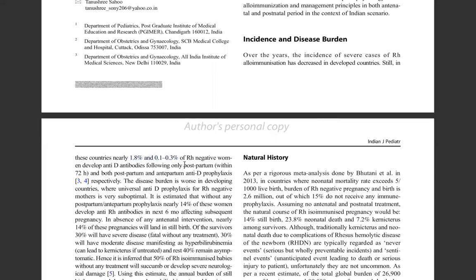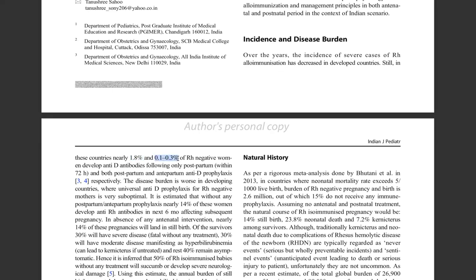What is best required for this is both antepartum and postpartum prophylaxis. This percentage you should remember. If only postpartum prophylaxis is given, meaning you give anti-D only postnatally and not at 32 weeks, 1.8% will still develop Rh isoimmunization. Whereas if you give both postpartum and antepartum, the isoimmunization reduces to 0.1 to 0.3%.